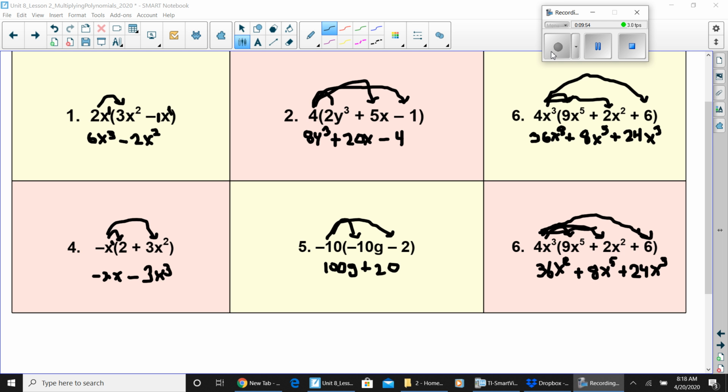Okay, we have 36x to the fourth. So 4x to the third is the same question, by the way. So we have 36x to the eighth plus 8x to the fifth plus 24x to the third. All right, so same as above. I didn't realize that. Two sixes. Sorry.